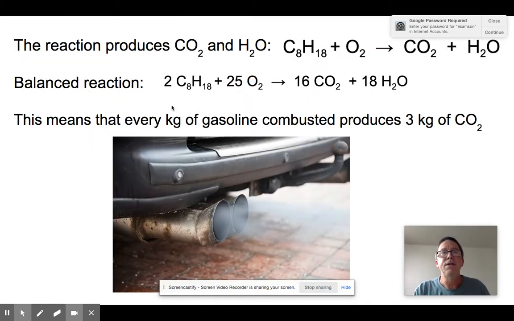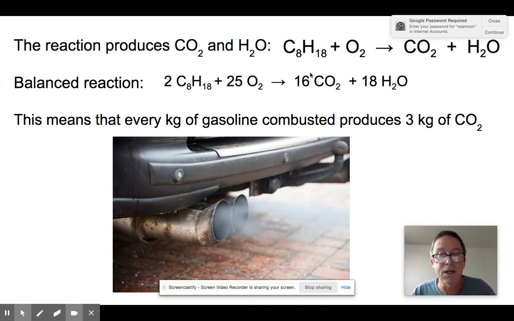Now, the reaction is basically this: octane, which is sort of the ideal component of gasoline, reacts with oxygen to produce CO2 plus H2O. Well, all right, let's go ahead and balance this. 2 molecules of octane react with 25 molecules of oxygen, producing 16 molecules of CO2 and 18 molecules of water. In other words, 2 molecules of gasoline produce 16 molecules of carbon dioxide.